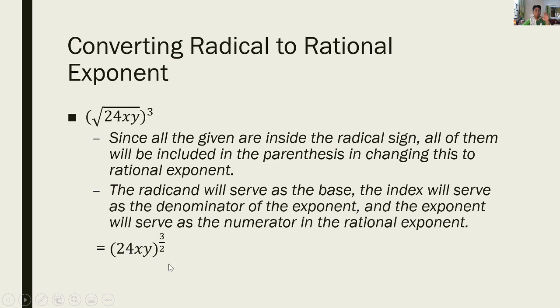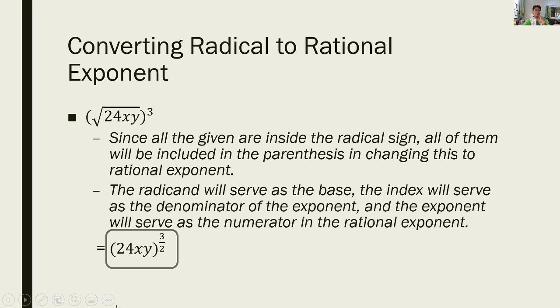Kapag nalimutan niyo yung parenthesis, most of the students sinasabi, parenthesis lang, sign lang. Guys, huwag nyong kalimutan. Ito importante ito, guys. Yung grouping symbol, siya ang nagsasabing lahat yan base. Okay? Ayun yung exponent 3, nasa numerator. And then yung index natin, sa square root natin, or sa radical, pag walang nakasulat na index, 2 automatic yan. So, this will be our answer.